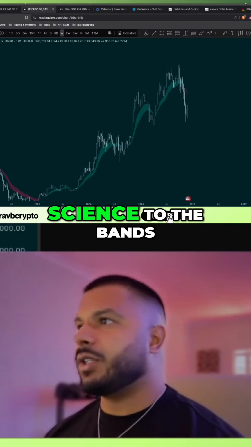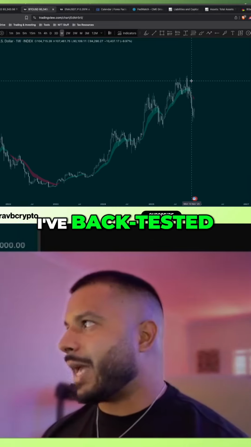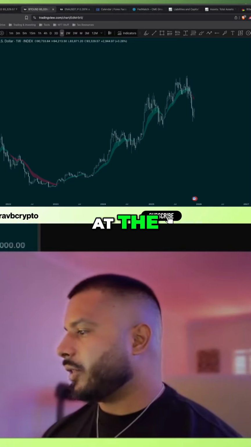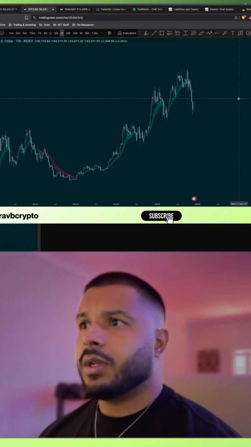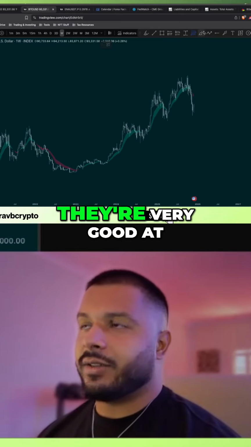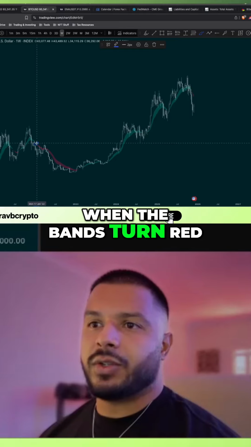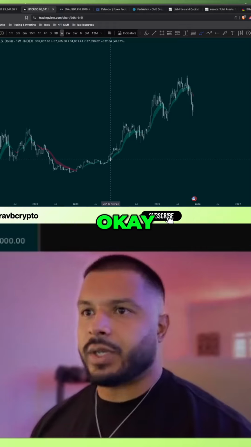There's really no rocket science to the bands. I made them with ChatGPT based on a couple of EMAs that I've back tested. And if you just look at the weekly time frame for the bands, you can see that they're very good at confirming when we're in a bear market, right? When the bands turn red, we're in a bear market. When the bands turn green, we're heading into a bull market, okay?